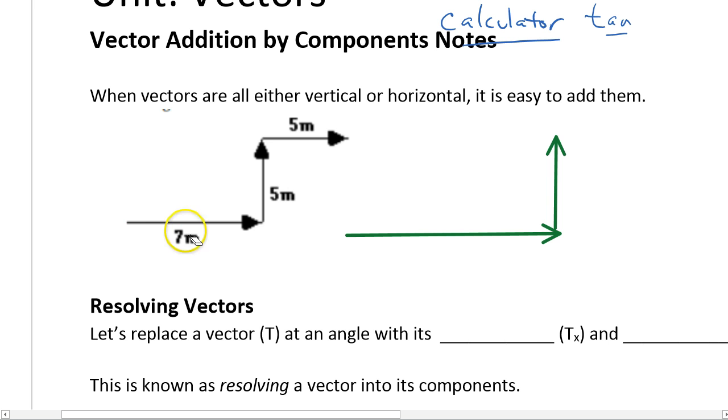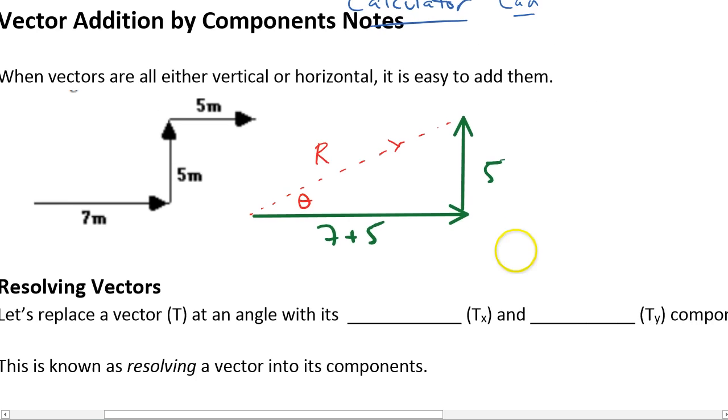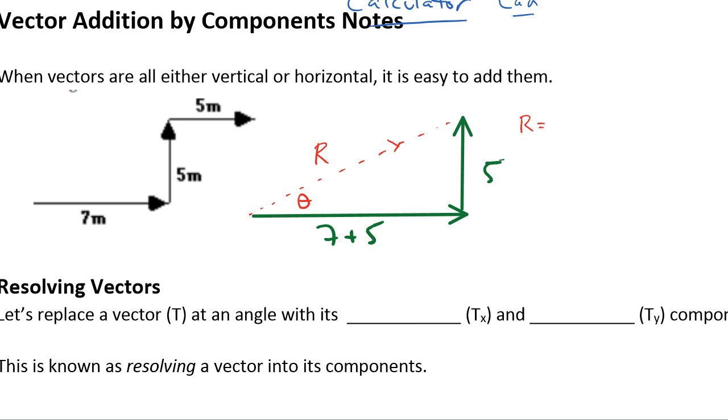So what we could do is add all the x's together and add all the y's together, right? So the x's together would be 7 plus 5, and this one would be 5. If we can get all the x's added together and all the y's added together, then it's a fairly straightforward process to say what's the resultant, and what is the angle of the resultant. So here, let's even finish it off. The resultant is going to be equal to the square root of 12 squared plus 5 squared. In case you didn't notice, 7 plus 5 is 12.